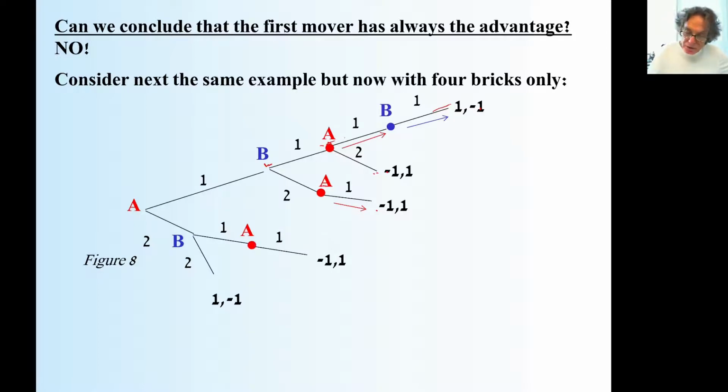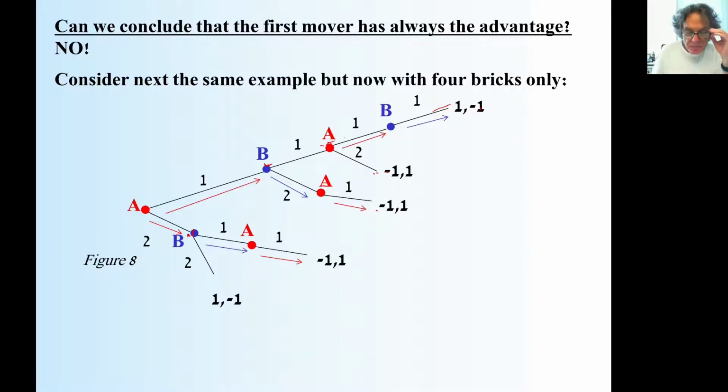So clearly, first here A must take it. And now B can go for two or one. If she wants to win, she has to go for two. Then what happens here? B knows if she takes one, she wins. If she takes two, she loses. So she takes one. Now, whatever A does, if he takes one, he loses. If he takes two, he loses. So B wins no matter what.